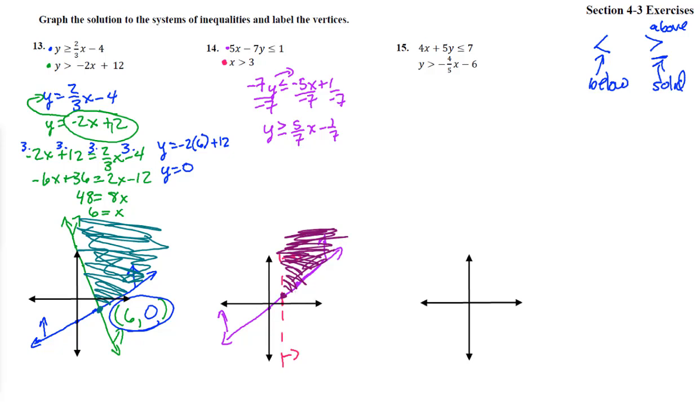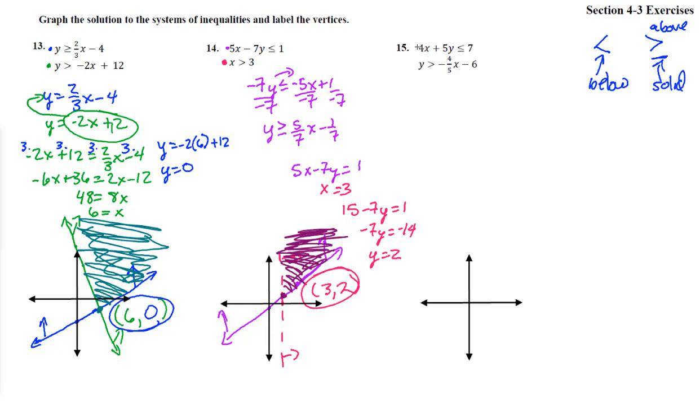Let's see if we can get that. Let's write out the two equations as equal signs. 5x minus 7y equals 1. And the other one is x equals 3. Well, look at that. We already have one answer. Stick 3 into there and we get 15 minus 7y equals 1. Subtract 15 and we get negative 7y equals negative 14. Divide by negative 7, we get y equals a positive 2. So that is the point 3, 2, and that's the vertex.